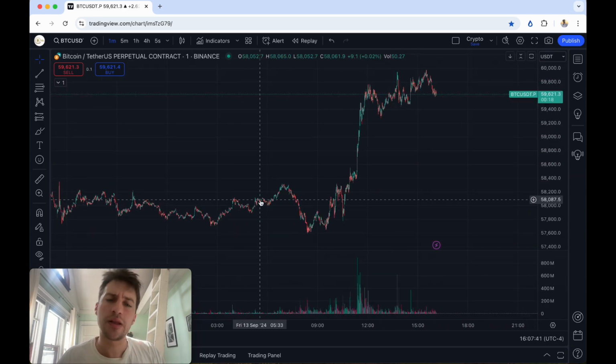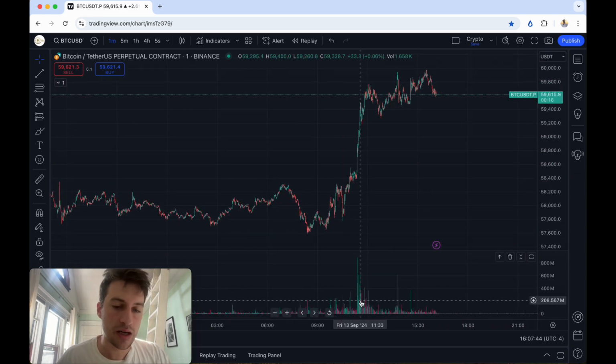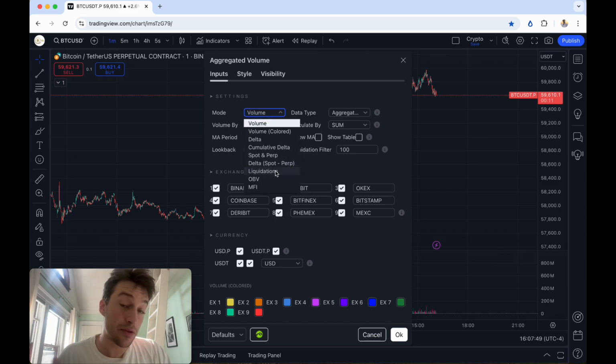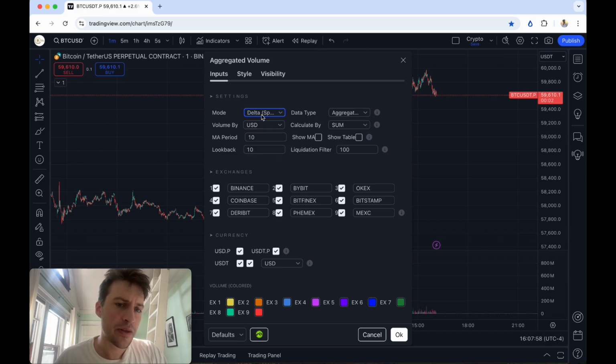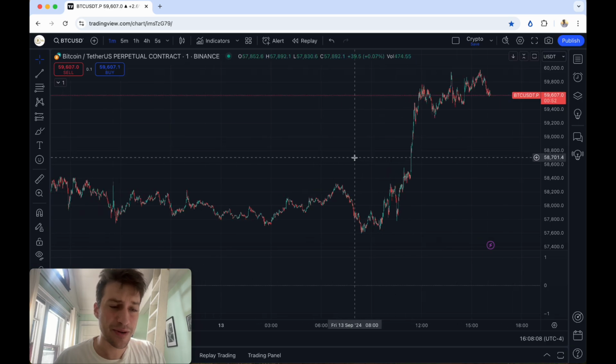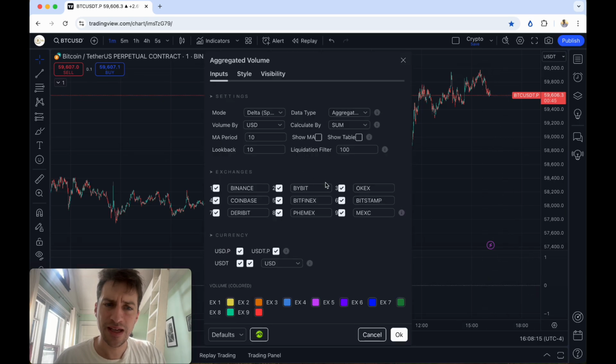This is a really, really, really helpful indicator. There's so many different ways you can customize this, from different exchanges to different modes. It even predicts liquidations. Cumulative delta, which is pretty helpful too. Spot minus perp, if you're curious about that, that's actually a really good way to think too. Looking at the delta of spot minus perps, it's just going to show you if there's more volume from spot or from, what's it called? Futures.